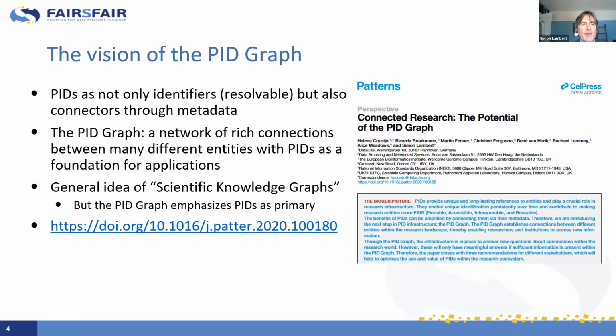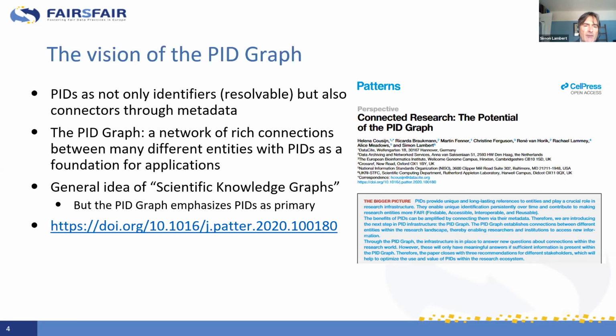But it also means that you can build up a graph because, of course, persistent identifiers not only identify, but they also have metadata. And that means that you can make connections between them. And that idea is the motivation of what we in the FREYA project called the PID Graph, a network of rich connections between many different types of entities with persistent identifiers, on top of which applications can be built in different domains to add value.